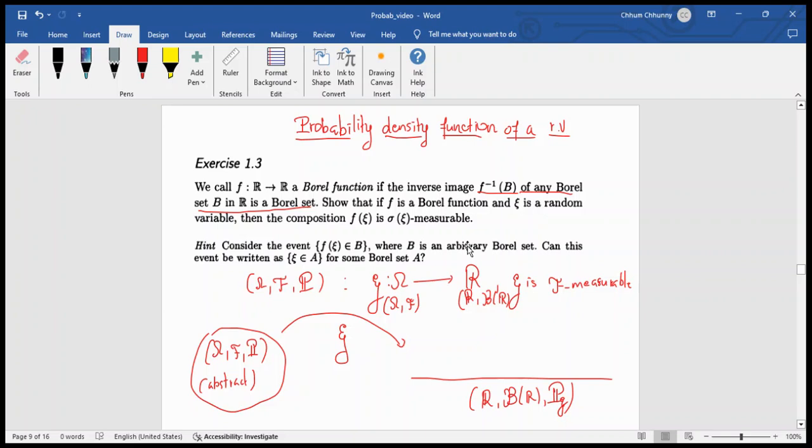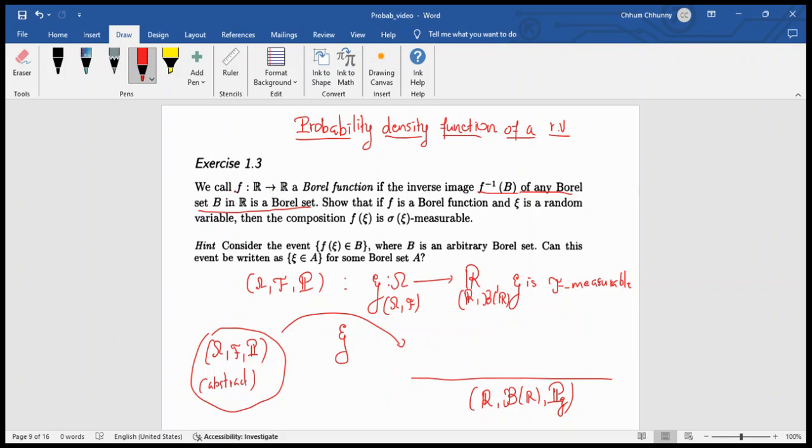Okay, welcome to another video about the probability density function of a random variable, or PDF for short. First of all, I want to show you exercise 1.3. I won't prove it, but the goal of mentioning exercise 1.3 is to talk about the definition of a Borel function. What is a Borel function?